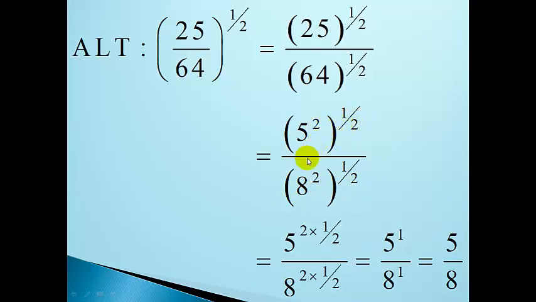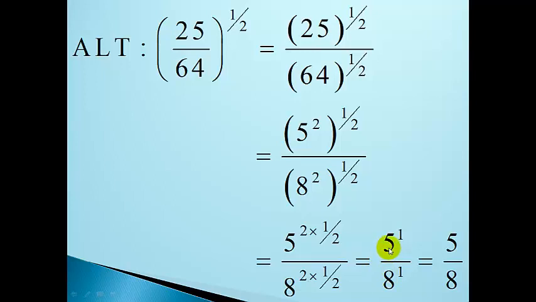And so this is equal to 5 raised to the power 2 times half, all divided by 8 raised to the power 2 times half. And now when the 2 cancels the 2, we are left with 5 raised to the power 1, and that is what is shown here. All divided by, when the 2 also cancels these 2, we are left with 8 raised to the power 1, and that is what is shown here.